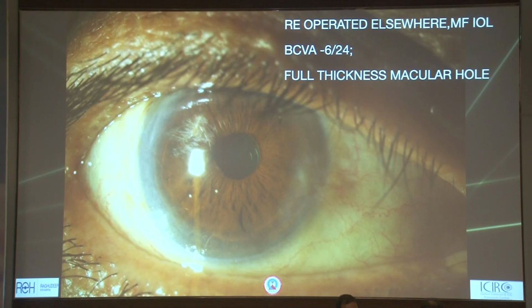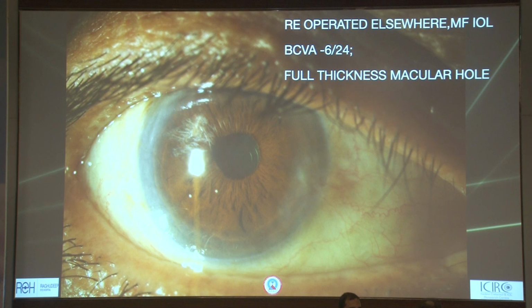The other confounding problem was, and this is the importance of the other eye assessment, even if it was not operated at your place, the other eye was operated elsewhere, with, you can see, those rings in the center of the pupillary area. It was a multifocal IOL. And best corrected was only 6/24. We did a posterior segment OCT to find that he has a full thickness macular hole in this eye. So now we are operating his better eye, with which he was functioning.